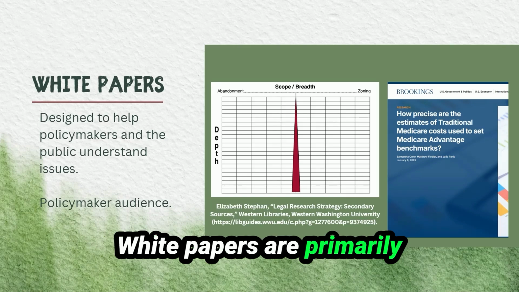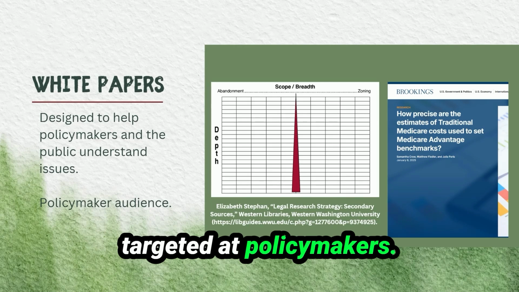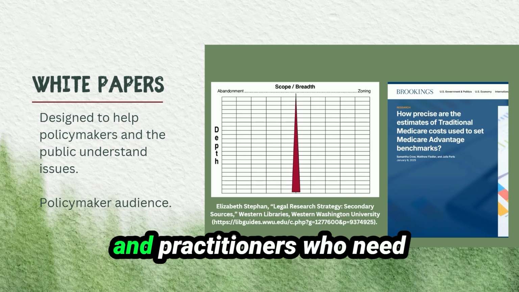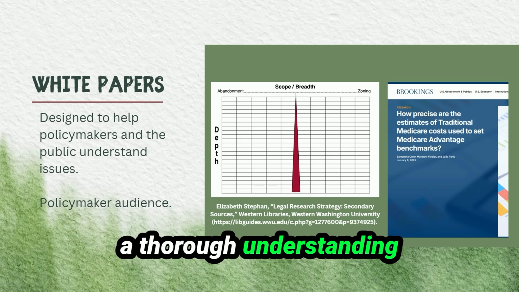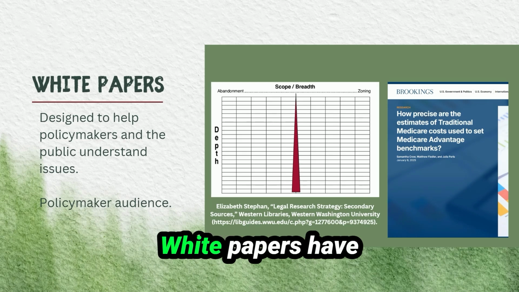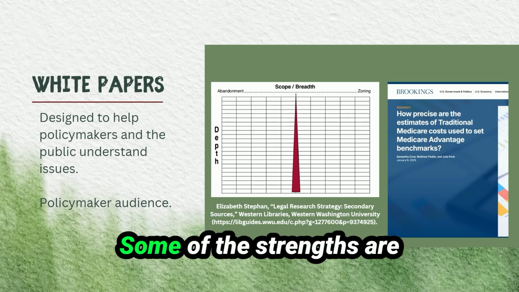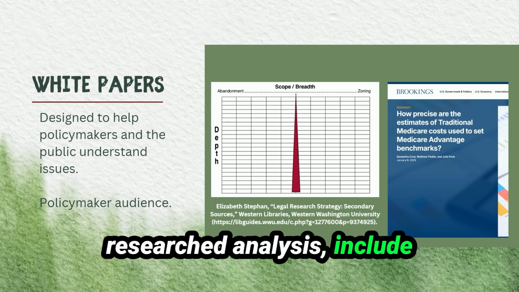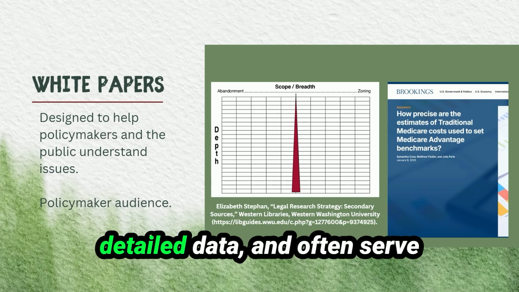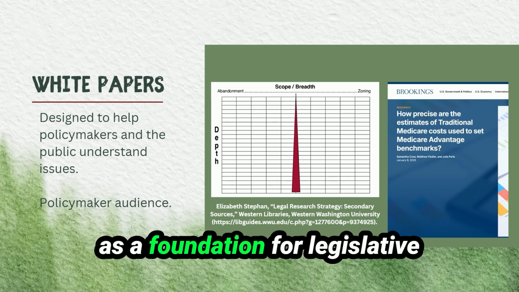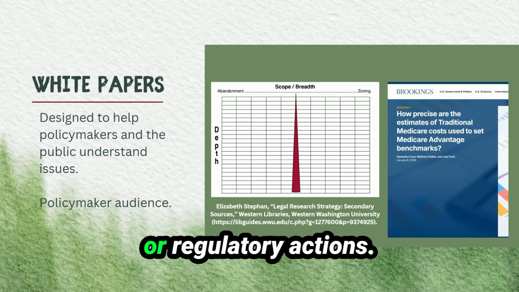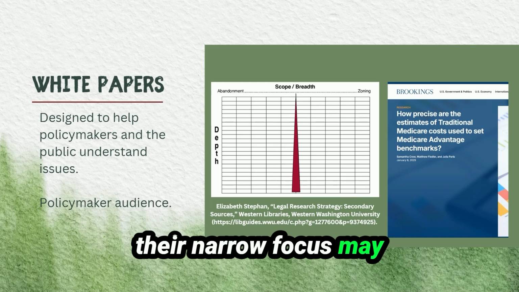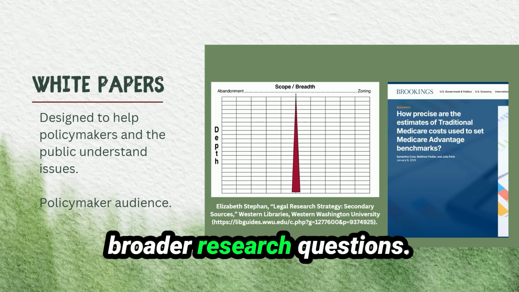White papers are primarily targeted at policymakers, but they can also be useful for legal researchers, academics, and practitioners who need a thorough understanding of a specific issue. White papers have strengths and weaknesses. Some of the strengths are they provide in depth, well researched analysis, include policy recommendations and detailed data, and often serve as a foundation for legislative or regulatory actions. Some weaknesses are that their narrow focus may limit their applicability to broader research questions.